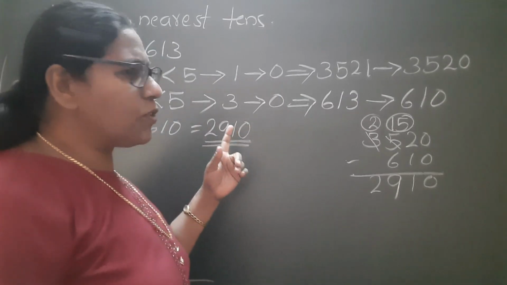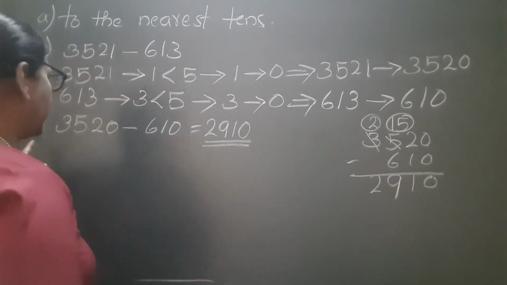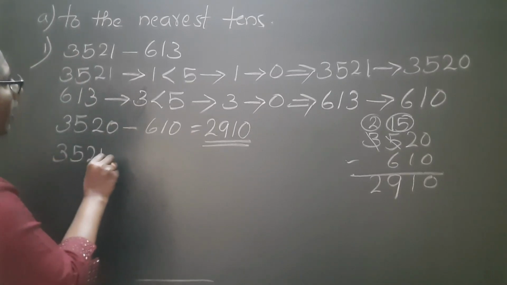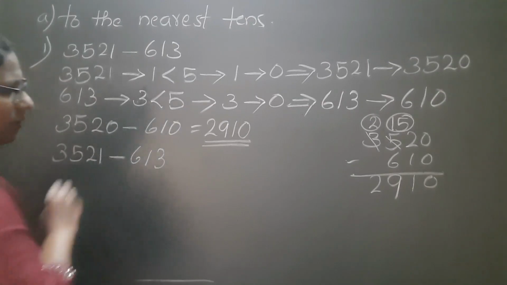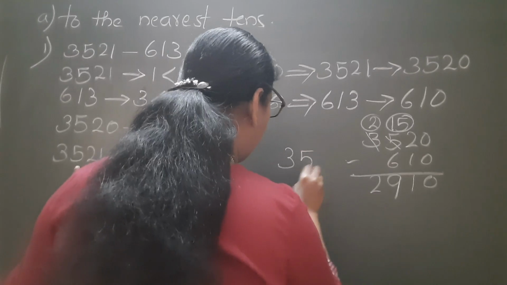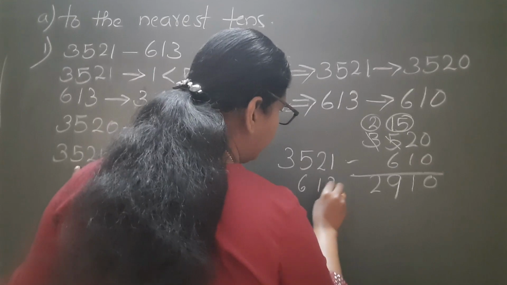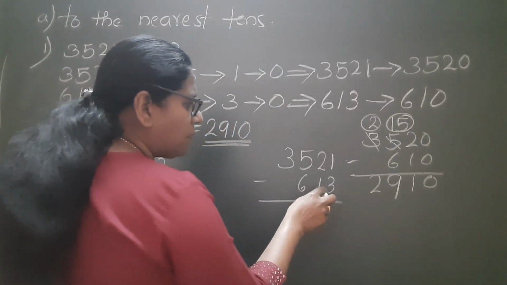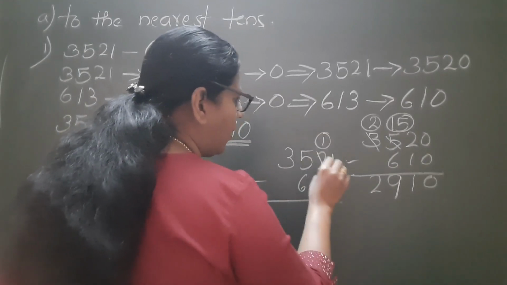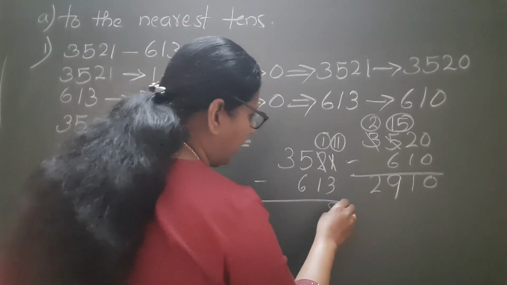Now the second part of the question says to compare your answer with the actual difference. So the actual numbers are 3521 minus 613. Let's find out. From 1 we cannot subtract 3, so we have to borrow from 2. 2 becomes 1 and this 1 becomes 11. 11 minus 3 is equal to 8.